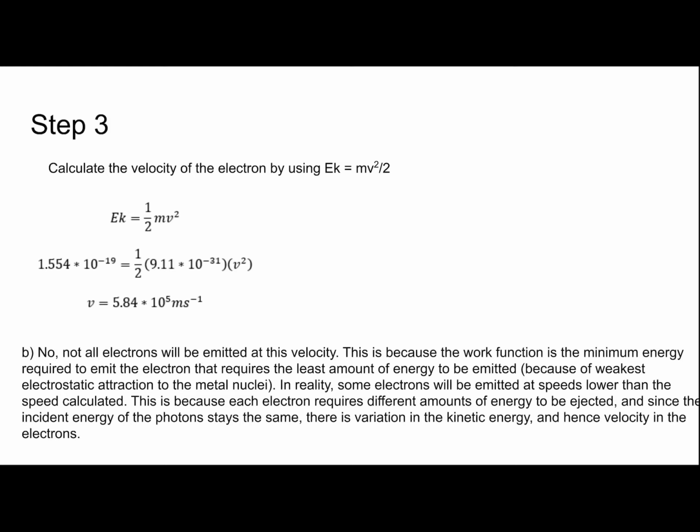And therefore there will be less kinetic energy left over for it to be emitted from the surface of the metal. So in reality, some electrons will be emitted at speeds lower than the speed just calculated, because each electron requires a different amount of energy to be ejected. Since the incident energy of the photon stays the same, because the frequency of the light stays the same, there is variation in the kinetic energy and hence velocity of the electron. So different electrons will be ejected at different velocities.